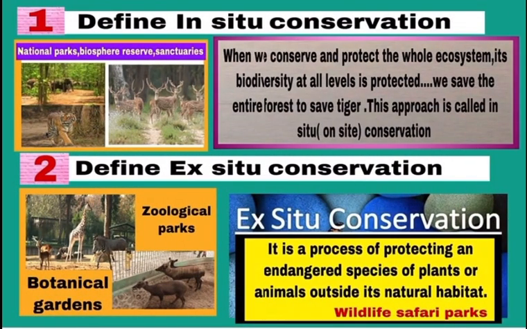This is the first definition, in situ conservation. What is in situ conservation? When we conserve the whole ecosystem, we protect the whole ecosystem and we save its biodiversity at all levels. This approach of conservation of biodiversity is called in situ or on-site conservation. For example, to save tiger, we save the entire forest.